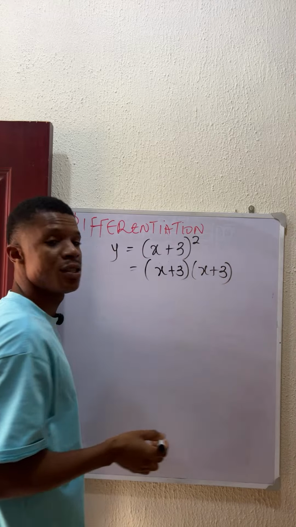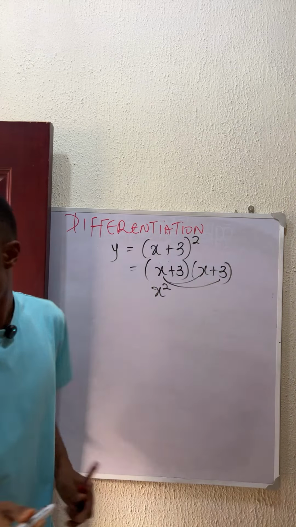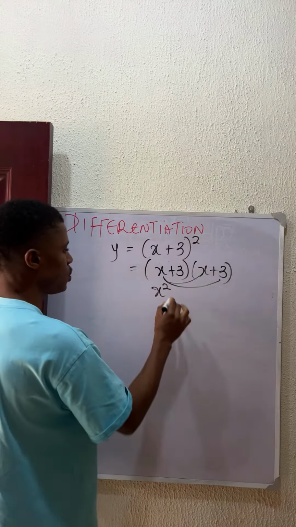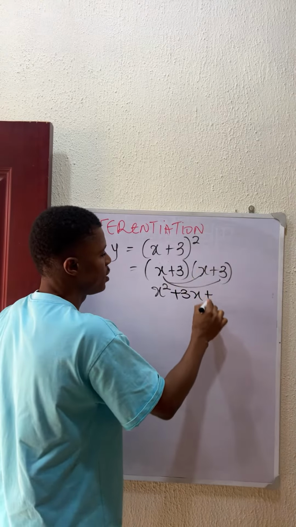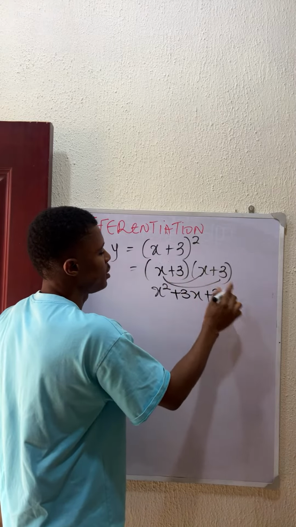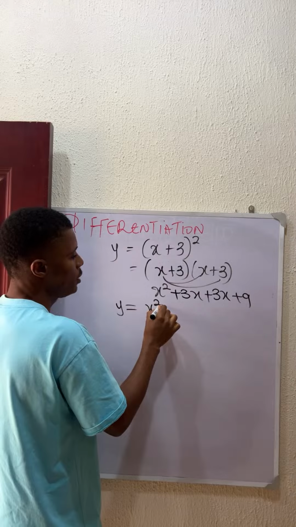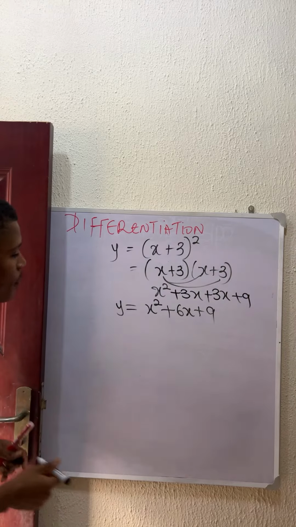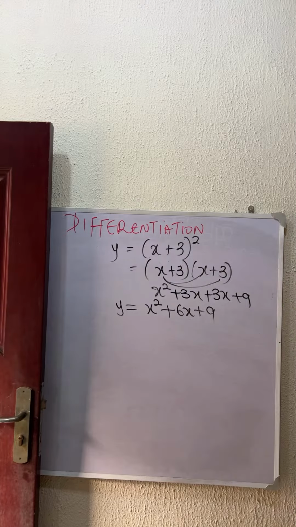So if you distribute x times x, x squared, what is x times 3? X times 3 is 3x. What is 3 times x? 3x. What is 3 times 3? It is 9. So you can tell me that the function, you wrote it to be x squared plus 6x plus 9.